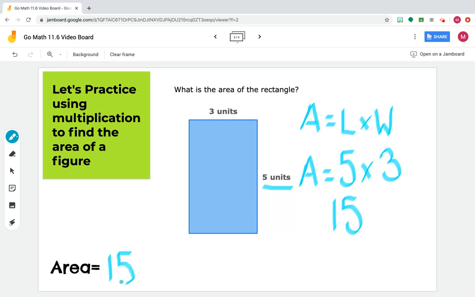And I can't forget, area is always square, which we can abbreviate as SQ, units, which we'll abbreviate as UN. So the area of this rectangle is 15 square units because I multiplied my length times my width. And I know 5 times 3 gives me 15.